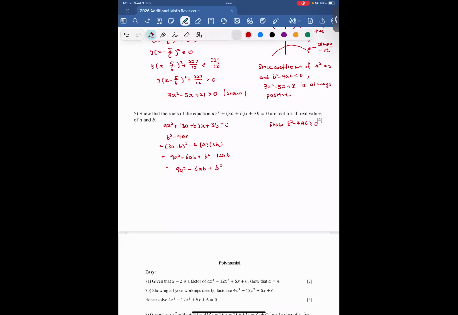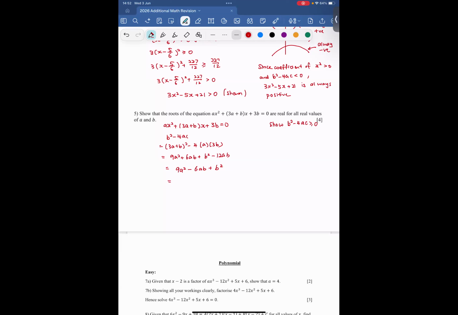Okay, so you're supposed to show that b squared minus 4ac is more than or equal to 0. One application is you're supposed to show that it's more than or equal to 0. The best way is to show that it's a perfect square or a perfect square plus a positive number. So completing the square is one way. Another way is, of course, your factorization.